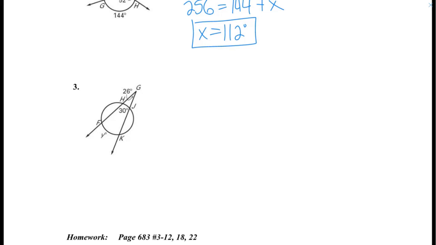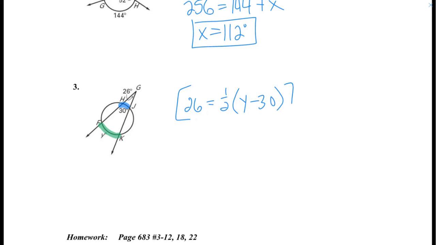And then the last one there, you can see that we have an angle that is on the exterior of our circle. So we know it's going to be equal to half the difference of those intercepted arcs. So when we're looking at our intercepted arcs, we're focused on this and this. So we know that 26 is going to be equal to half the difference of y and 30.